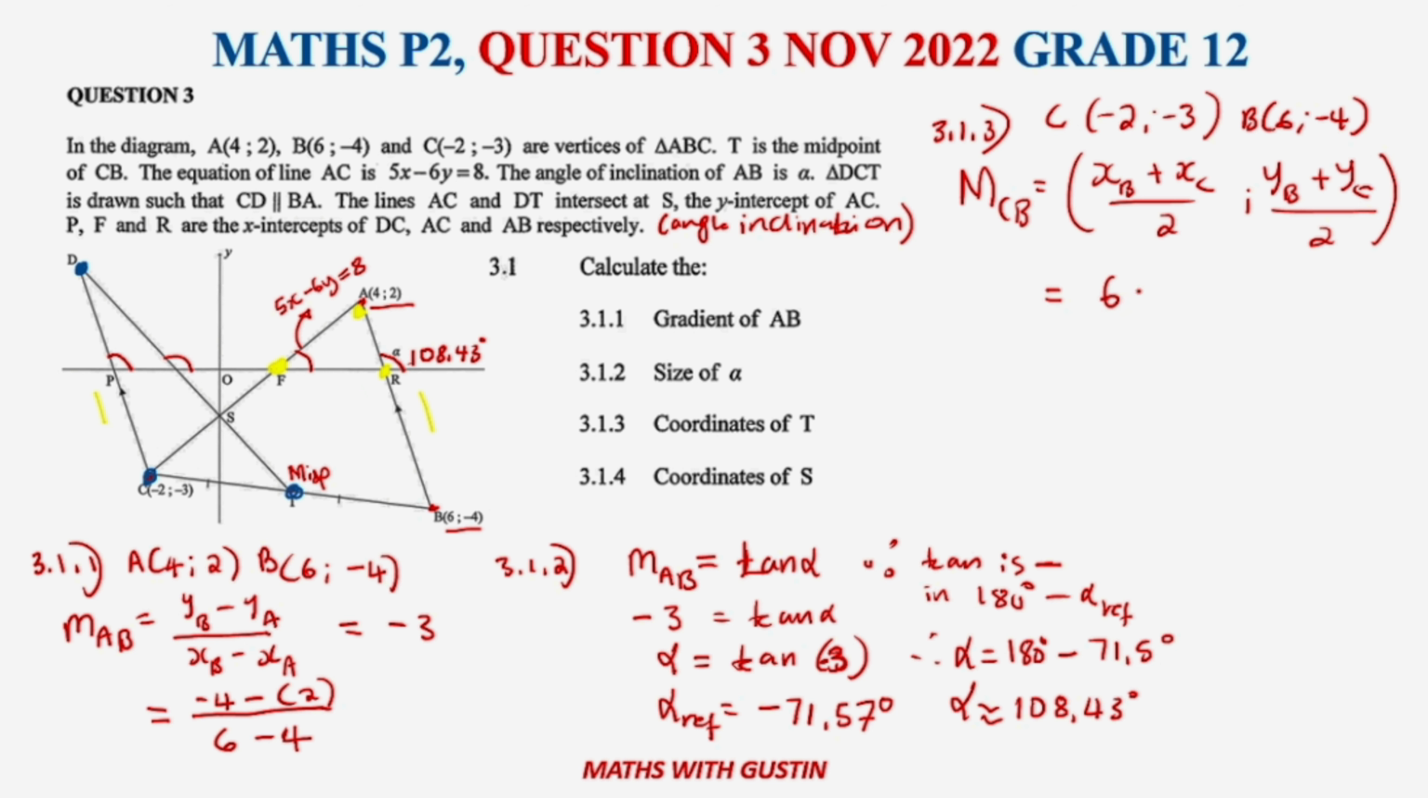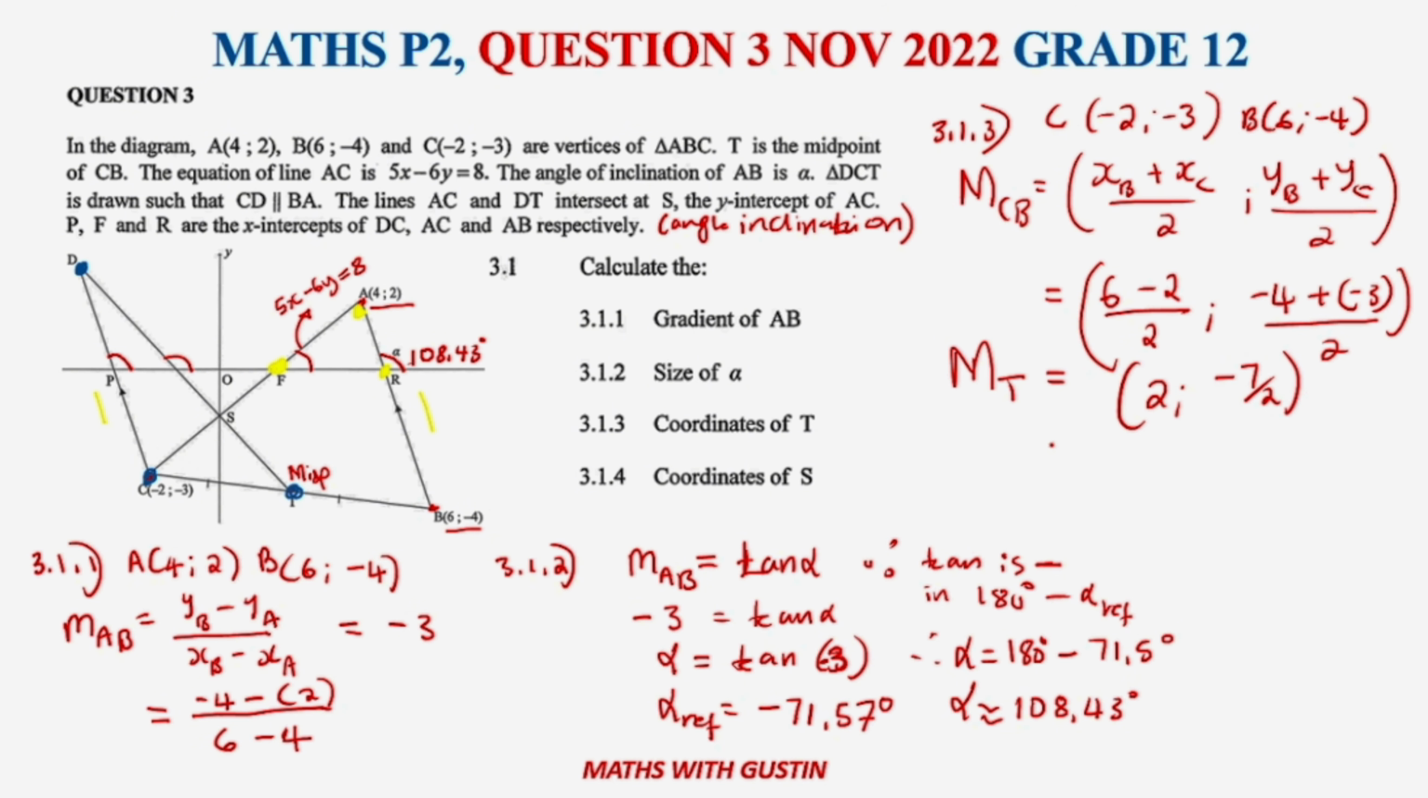X at B is going to be 6 minus 2 all over 2. Y at B is minus 4 plus minus 3 divided by 2. Close bracket. I'm running out of space here. Therefore, the coordinates of MT, which are the coordinates of T here, would be equal to 2 comma negative 7 over 2. Great stuff, and that's just application of the midpoint.